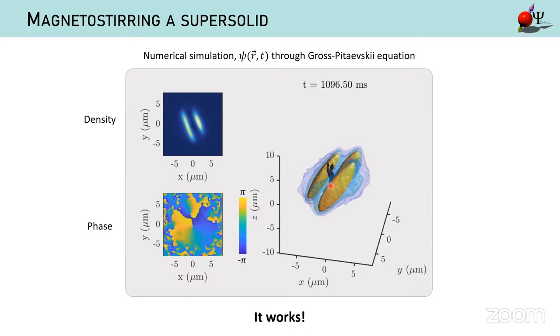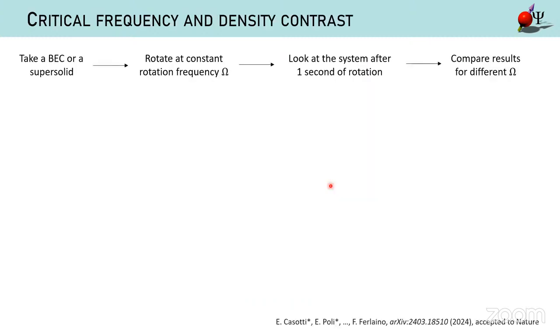Now, before going to the experimental application, there are other properties that we need to take into account when we talk about vortices in supersolids. And actually, it's quite useful to compare the supersolid with just the normal BEC regime. So what we do is that we take our initial system, either a BEC or a supersolid, and we rotate it at constant frequency. Now, we look at the system after 1 second of rotation, and we compare the results for different values of this frequency.